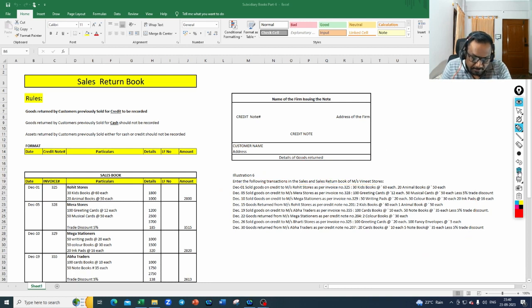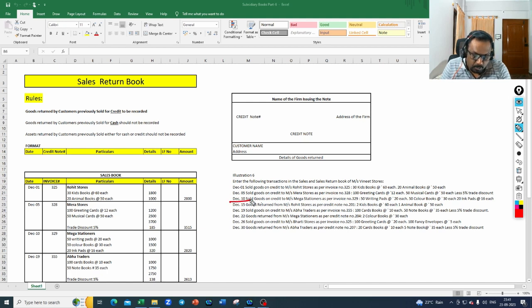Right? Next. December 1st, sold goods on credit to Mr. Rohit Stores as per invoice number 325. Invoice number they have given. Kids books at 60 rupees each, 20 animal books at 50 rupees each. So the books they purchased, those details are given. December 5th, sold goods on credit to Messrs Mera Stores as per invoice number 328. 100 greeting cards, 12 rupees each, 50 musical cards at 50 rupees each, less 5% trade discount. So trade discount is also given here. We have to be careful.